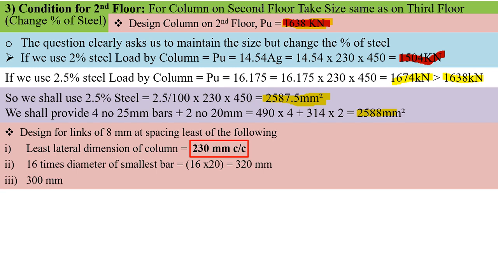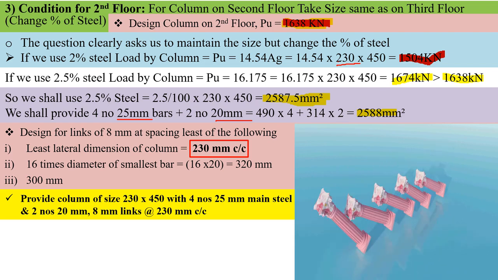Now going for a design for the links. When I'm designing the links, the first is the lateral dimension. The lateral dimension is 230 mm by 450, so 230 mm is the least one we are having. So I'm going to consider 230 mm here. Then 16 times the diameter of the smallest bar. The bar diameters I am having are 25 mm and 20 mm, so the least is 20 mm. So 16 multiplied by 20, I am getting 320 mm, and the third is 300 mm. So the least is 230 mm center to center.